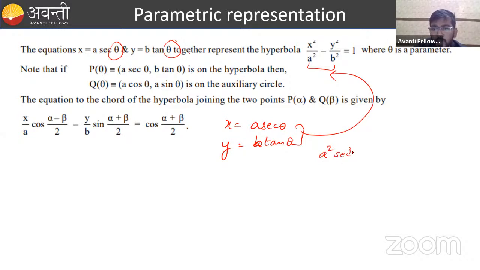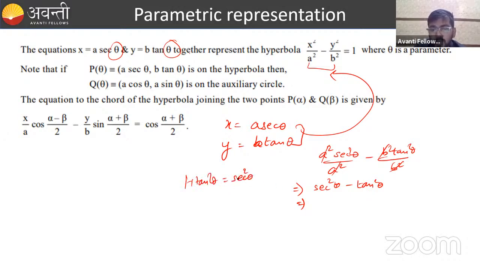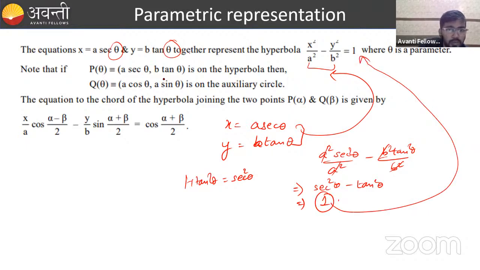a square sec square theta upon a square minus b square tan square theta upon b square. So now this will become what? a square gets cancelled, b square gets cancelled, sec square theta minus tan square theta. So we all know that 1 plus tan square theta is sec square theta, the trigonometric ratio. So sec square theta minus tan square theta is 1. So you can see that this equation has been satisfied. So that is why the coordinate is like this.